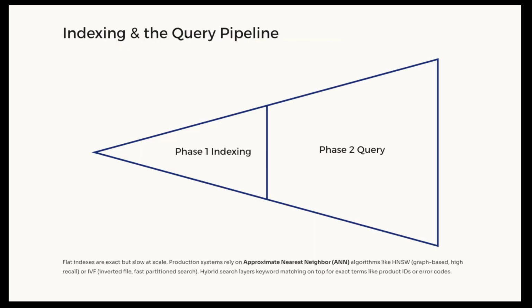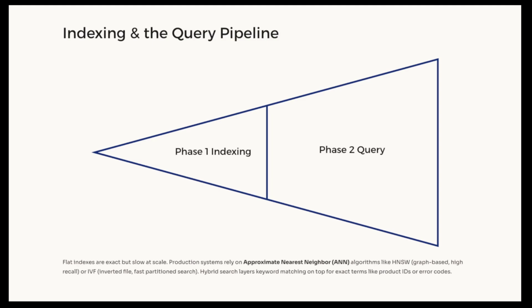Now let's talk about indexing and the query pipeline. A simple linear scan over all vectors is too slow at scale. If we have millions or billions of vectors, comparing the query against every vector is expensive. So vector databases use indexing. The simplest index is a flat index. It gives exact results, but it is slow at large scale. Production systems usually use approximate nearest neighbor search, or ANN. Common index types include HNSW and IVF. HNSW is graph-based and commonly used because it gives a good balance between speed and recall.